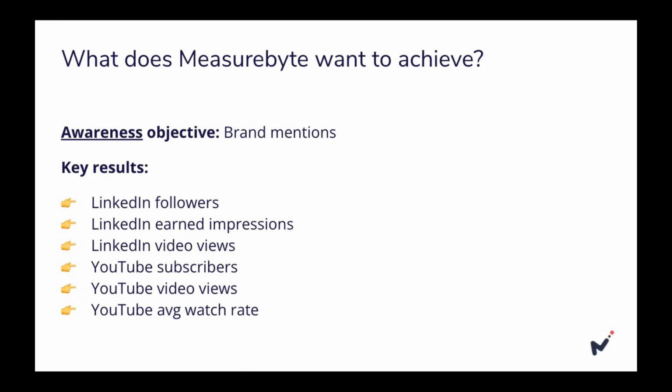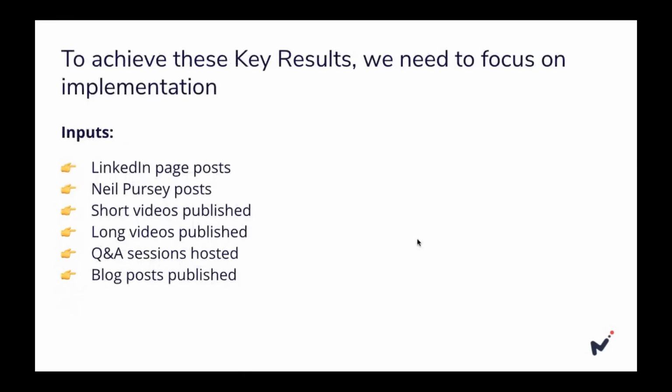And I'll get to that a little later. The other one is, so we have objectives and key results. To achieve these key results, we also need to focus on implementation, right? It's one thing having an objective, and it's another thing knowing that we need to achieve certain results. Ultimately, there's still work that needs to be done, right?